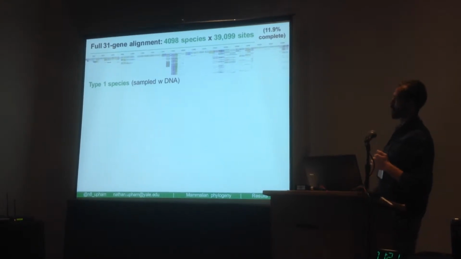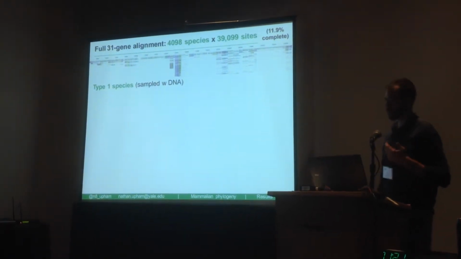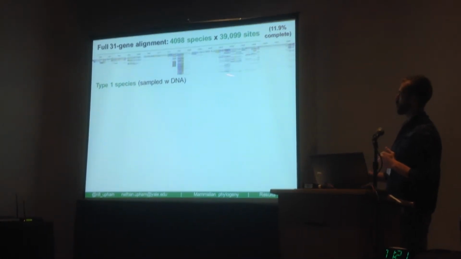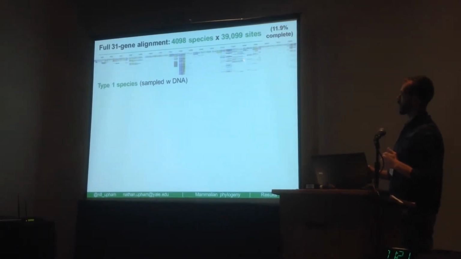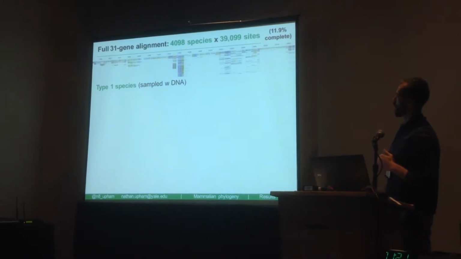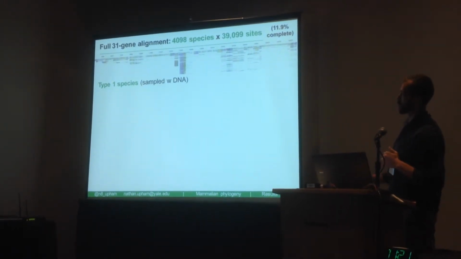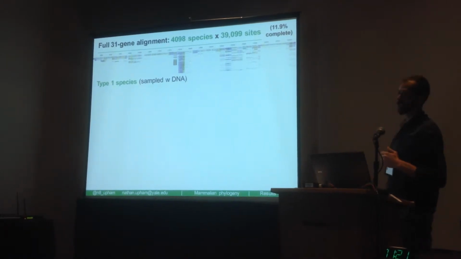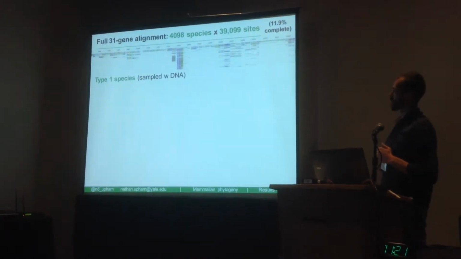This is what the big supermatrix ends up looking like. As you can imagine, it's very sparse, but certain genes, this is cytochrome B, that's CO1, these are some of the nuclear exons like GHR, are quite heavily sampled, and then for a few taxa, about 60 taxa, are sampled across the whole alignment.